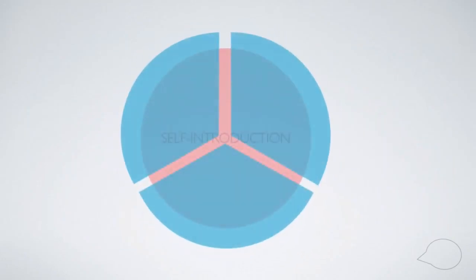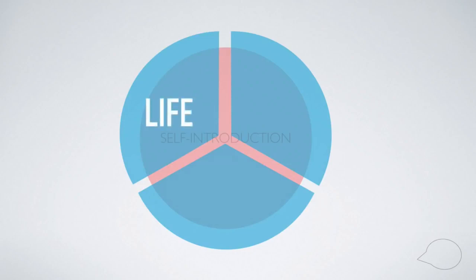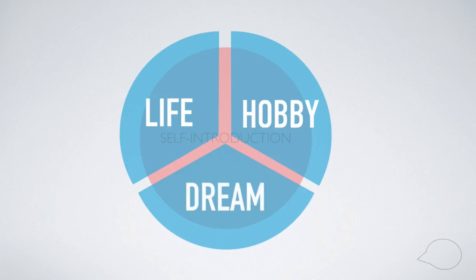All right, amazing. Today you learned the 18th secret to speaking English. How to introduce yourself in English. We looked at the 3 parts of an English introduction. Part 1 is, that's right, life. Part 2 is, you got it, hobby. And part 3 is, excellent, dream. Using this secret, you will be able to introduce yourself like a native English speaker.